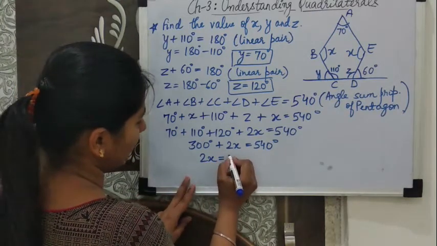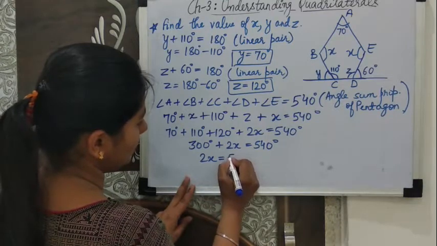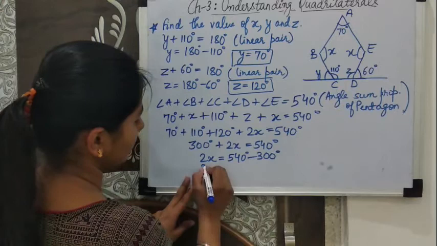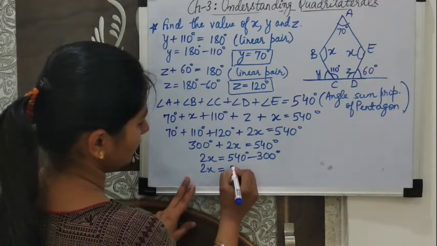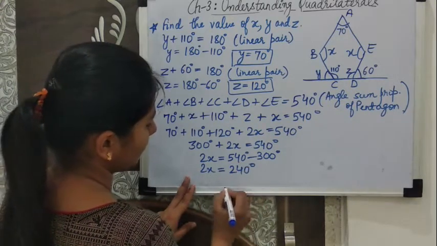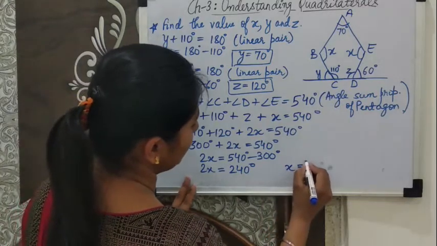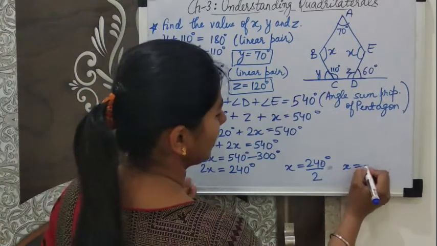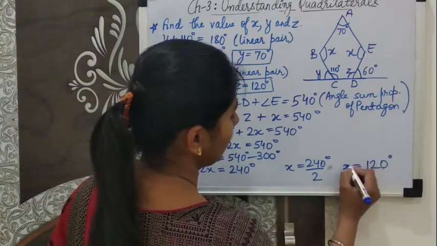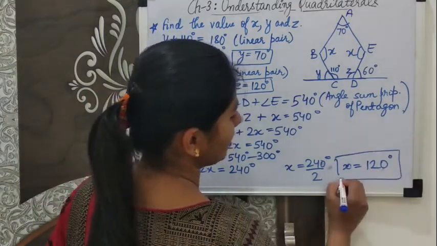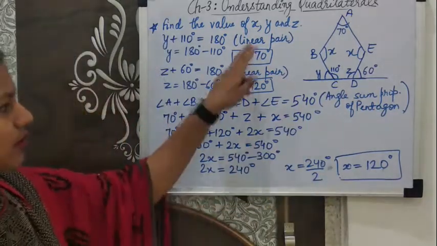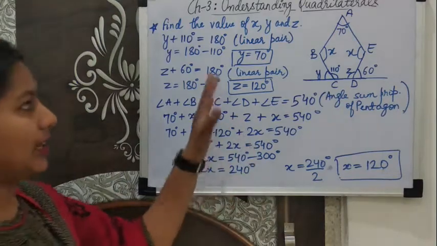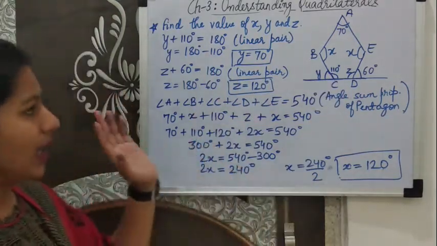Similarly, we will solve like we are solving simple equations. So, x is equal to 240 degree divided by 2, x we are getting as 120 degree. Fine. So this is the value of x, y and z. In this way we can solve any problems related to angle sum property of any polygon.